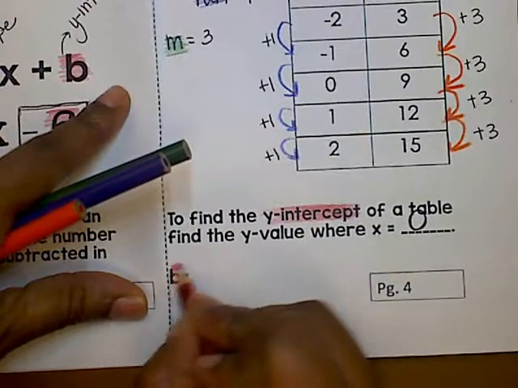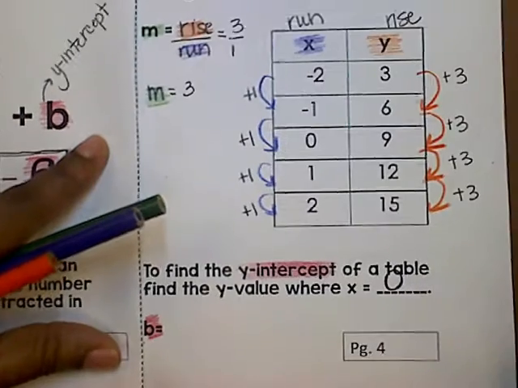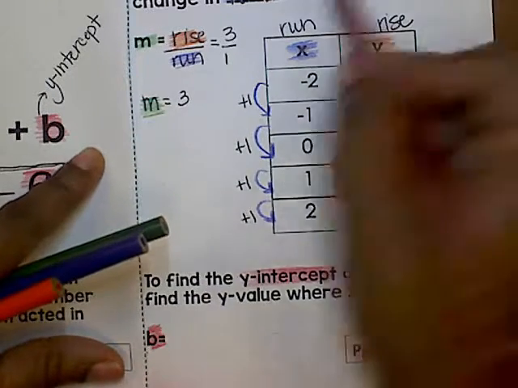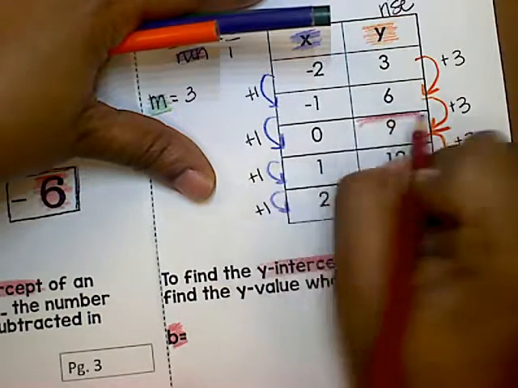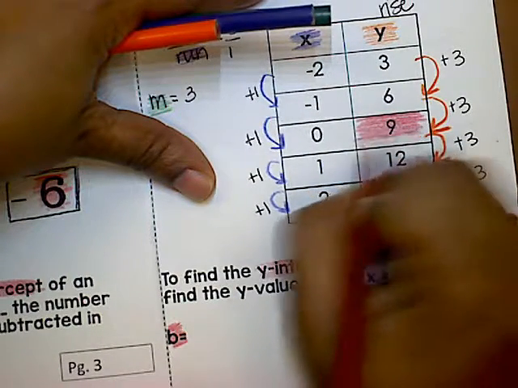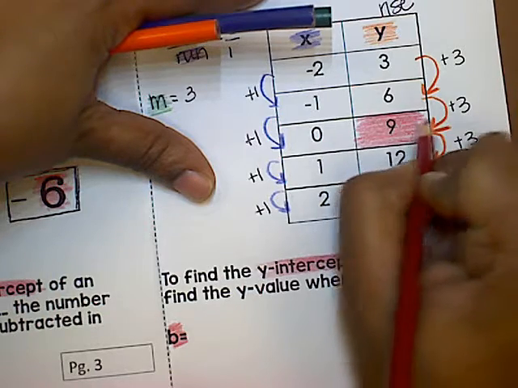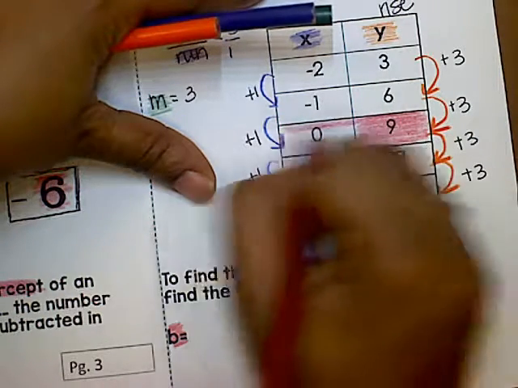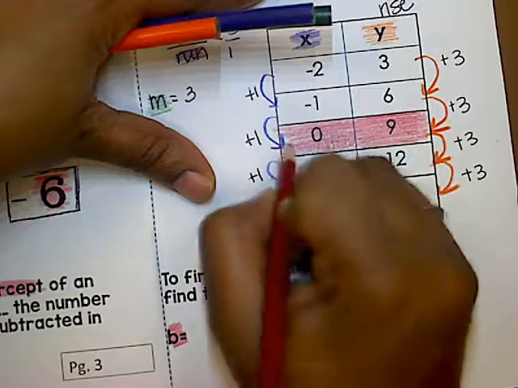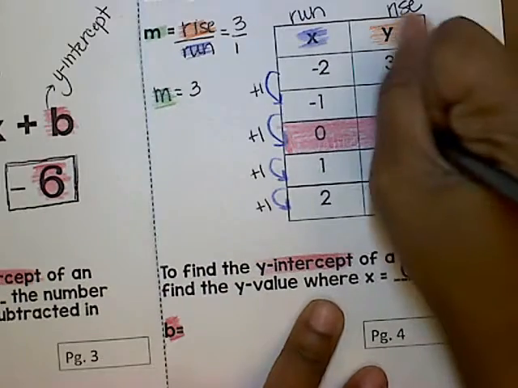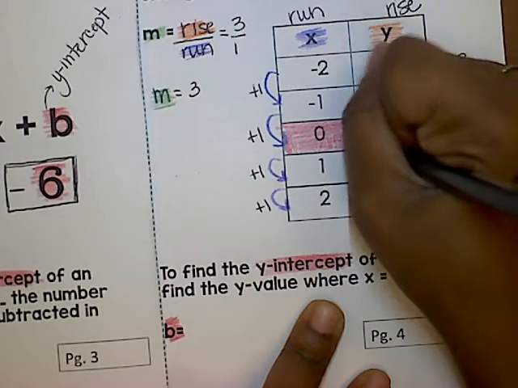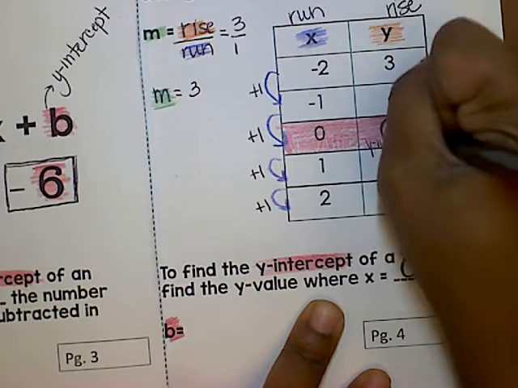So we're just going to go to our table. We're going to find where x equals 0. So we come to our x's. X is 0 here. So this is the value, or our y-intercept, because it is next to 0. So that means 9 is our y-intercept for our b.